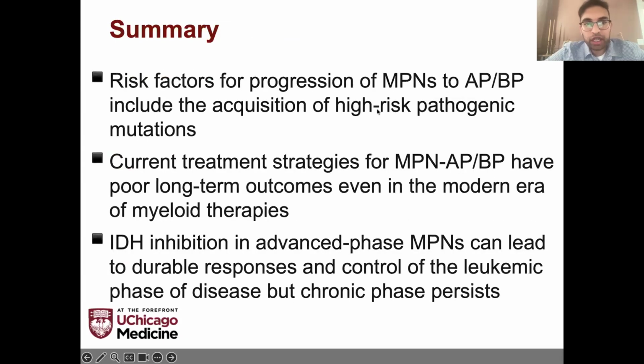So in summary, there are several risk factors that can help us identify patients that may be at higher risk of progressing to accelerated blast phase disease, including high-risk mutations. With our current standard therapies, we still need to do much better than we currently are for patients with accelerated and blast phase disease. And IDH inhibition offers an interesting proof of principle of using targeted therapies, seeing durable responses, and then thinking about what other targeted therapies we should be looking at in the space of accelerated and blast phase MPNs.